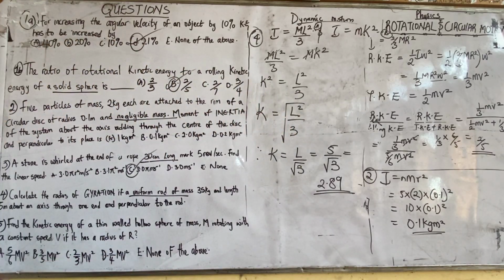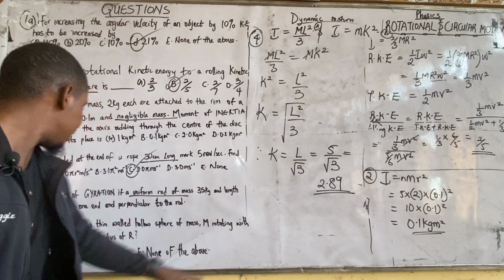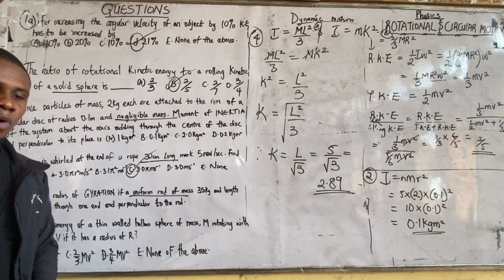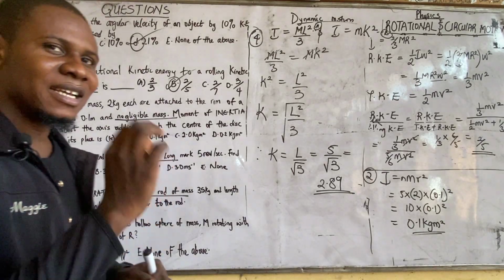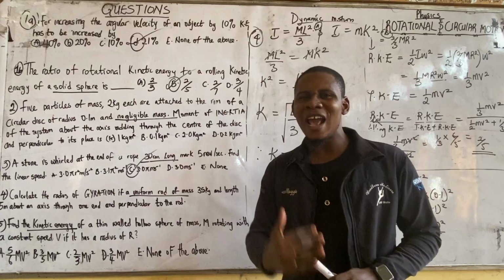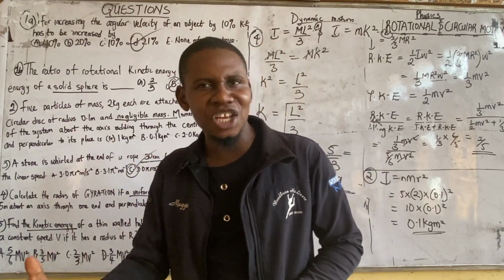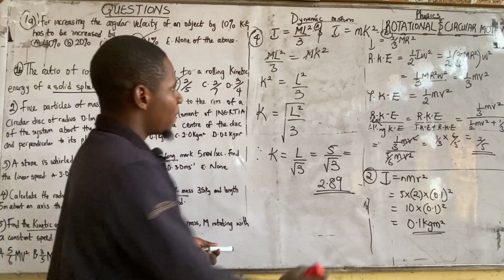Okay, next, and the final question here, we are asked to find the kinetic energy of a thin-walled hollow sphere of mass m rotating with a constant speed v if it has a radius r. So this question is simply asking us to get the kinetic energy. Now, they never said determine the rotational kinetic energy. Rather, they're asking you to determine the kinetic energy. And remember, in dynamic motion, there are 2 types of kinetic energy: the rotational kinetic energy and the translatory kinetic energy. And that is what you've been asked to determine.